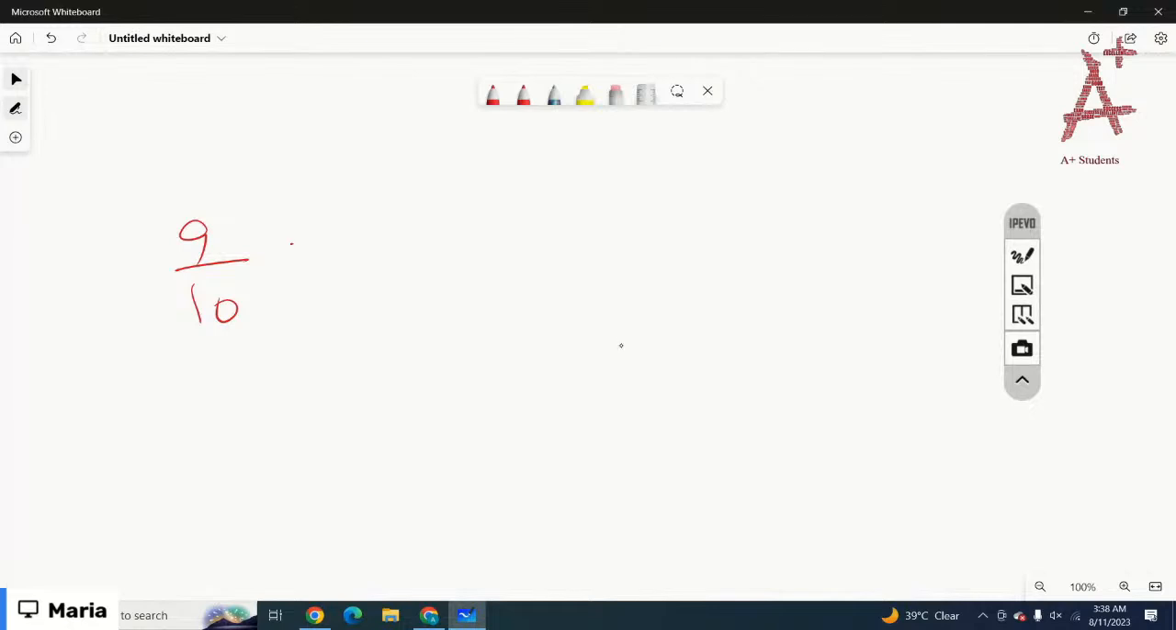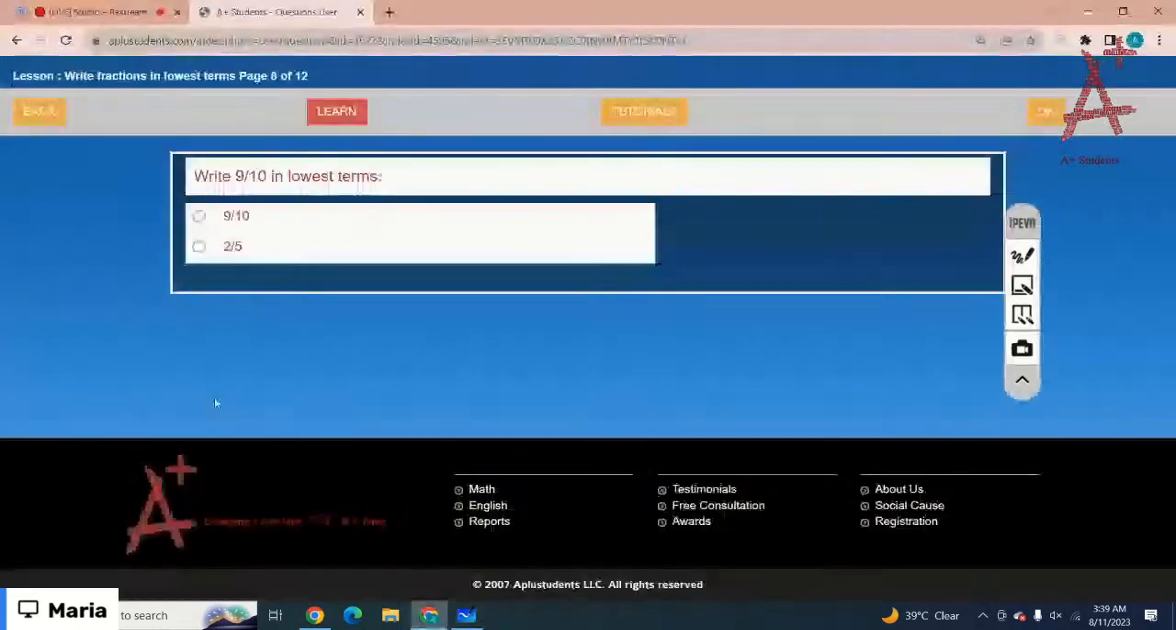They are already in the lowest term. You don't have any common number that can divide both numerator and denominator. Just think and then answer. 9 and 10. Do you have 9 and 10 in a table? No, the correct option is 9 over 10. They are already in the lowest form.